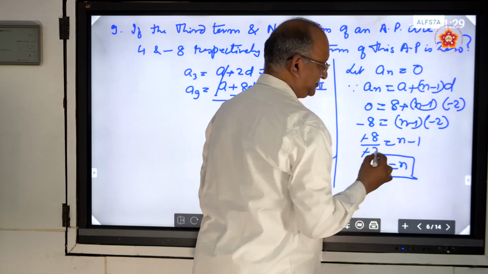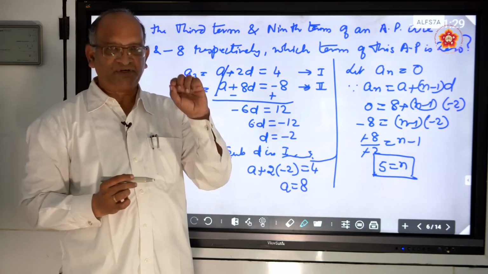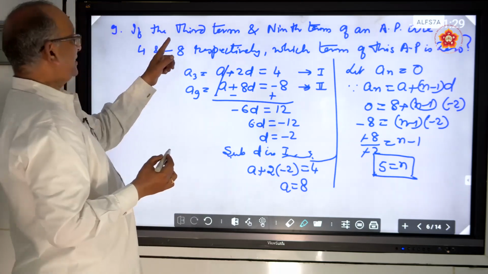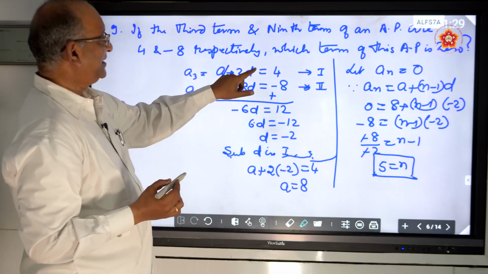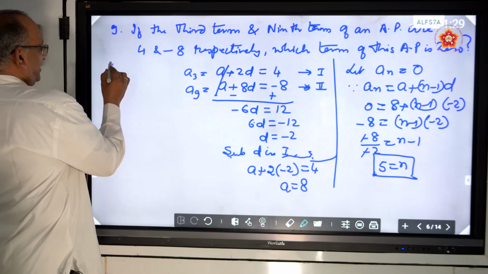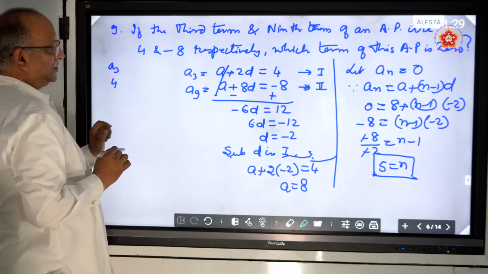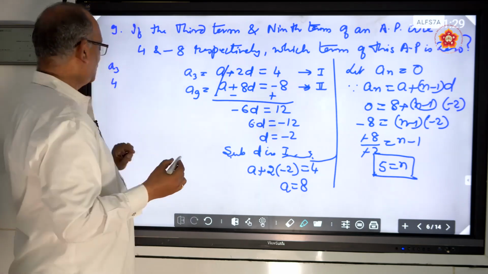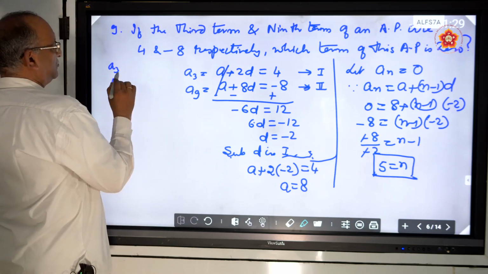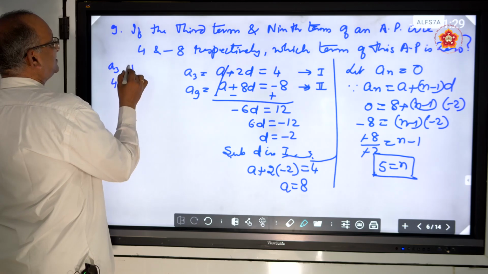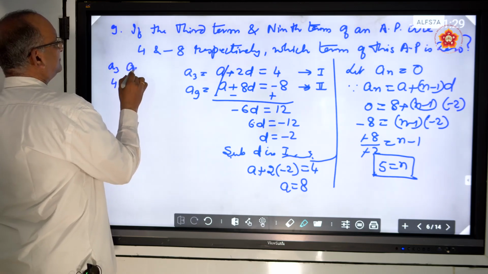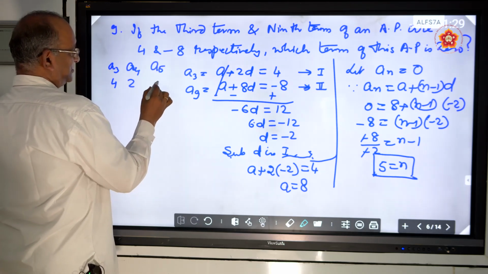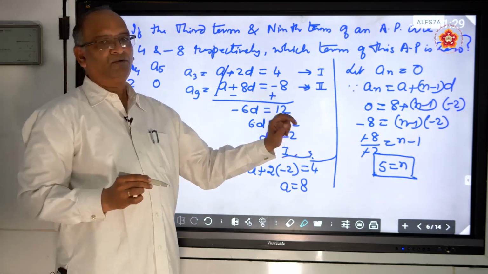So this is the answer. What does it say? The fifth term of the sequence is 0. You can check for yourself. The third term he has given as 4. Remember, A3 is 4. If you add d to that, you get A4. What is d here? Minus 2. So 4 minus 2 is 2. So A4 is 2. Add minus 2 to that, you get A5, which is 0. This is what we have found out.